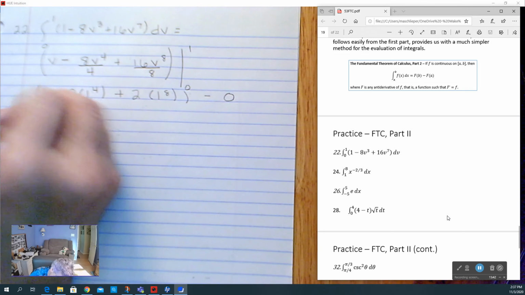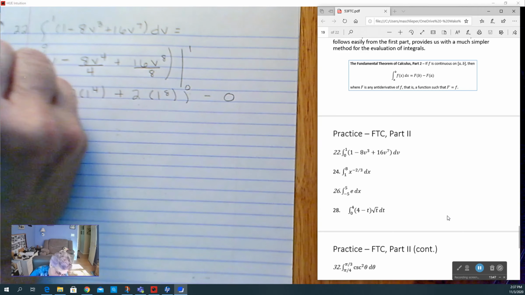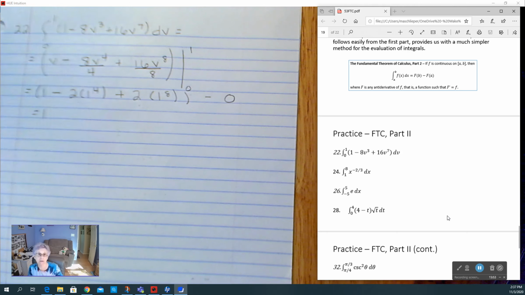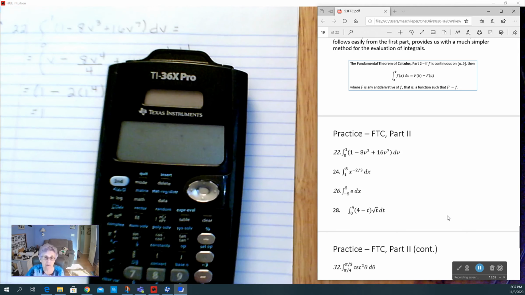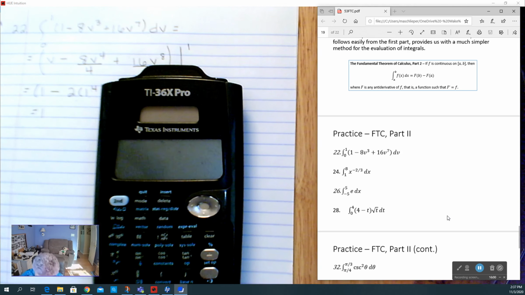So we have 1 minus 2 plus 2. My final answer is 1. You can check these by plugging them into your calculator. We'll do that with this one.